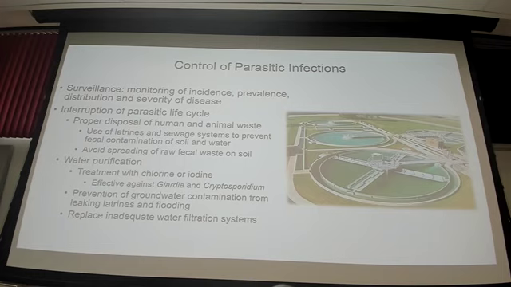Making sure our groundwater isn't contaminated from leaking latrines or flooding. That's kind of what happened at the Milwaukee outbreak of cryptosporidium back in '93 that I was mentioning. They had sewage leaking into some water facility, the municipal water supply. Filtration systems, if you have them, need to be replaced and maintained adequately.